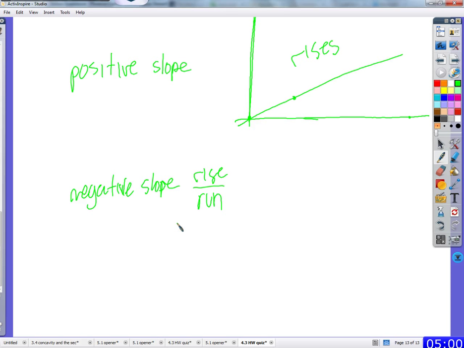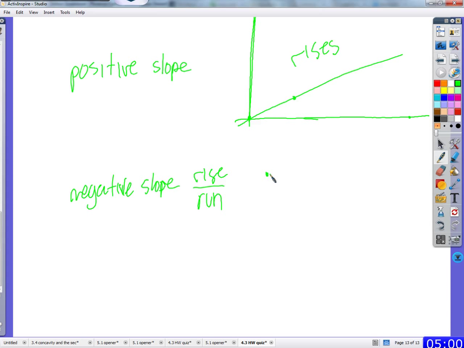If we want a fraction to be a negative number, what has to be true about it for the whole thing to come out negative? If this number is negative, then for this whole thing to come out negative, this number is? Positive. Negative divided by positive. What if this number is positive? Negative. One of them has to be negative.